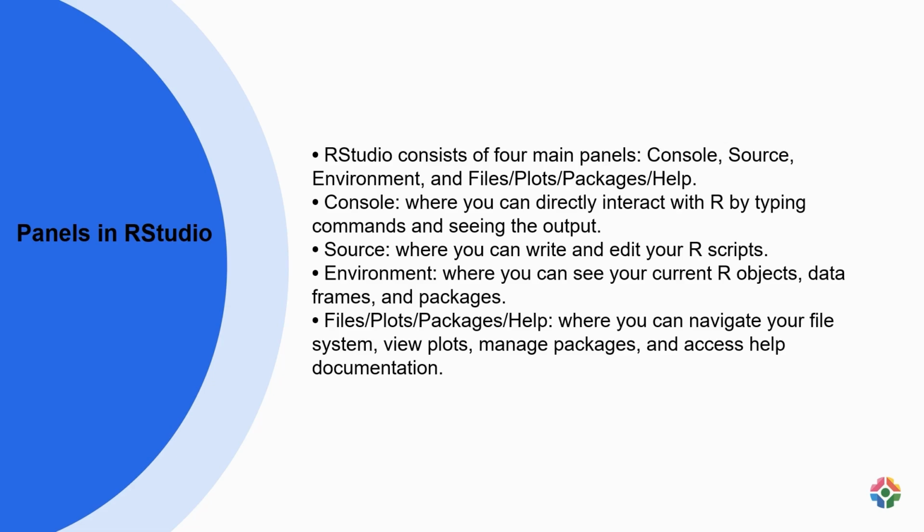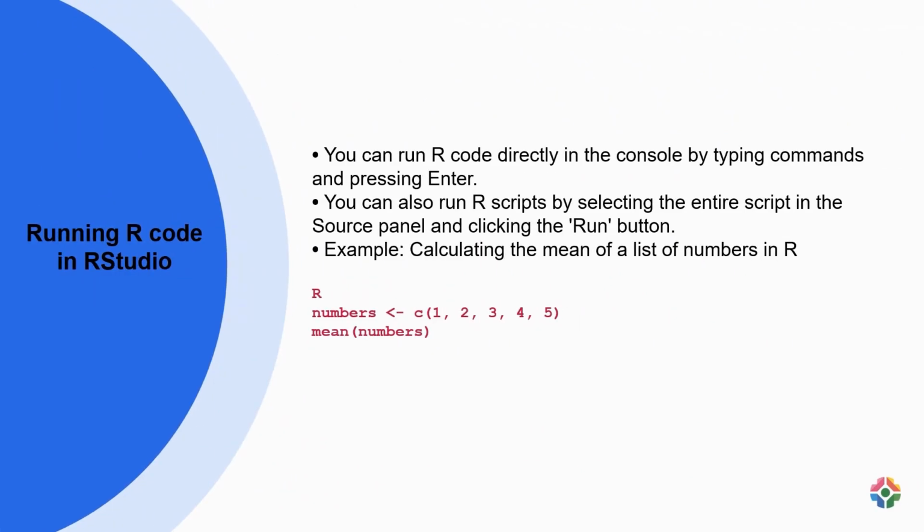programming experience. To execute R code in RStudio, you can use the console by typing commands and hitting Enter. Alternatively, you can run R scripts by selecting the script in the source panel and clicking the Run button. For instance, to compute the mean of a set of numbers in R, you can define the numbers in a variable, e.g., numbers <- c(1, 2, 3, 4, 5), and then calculate the mean by invoking the mean function with the variable as an argument, mean(numbers).